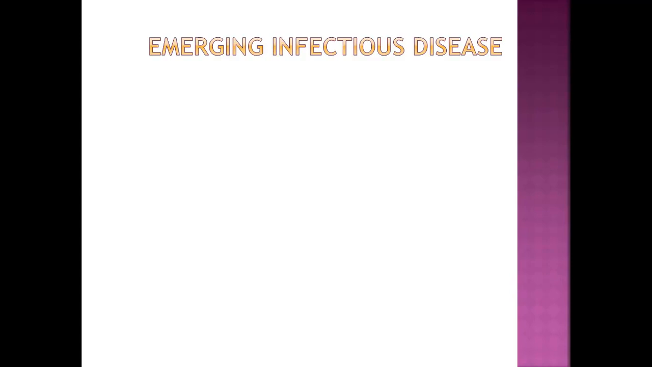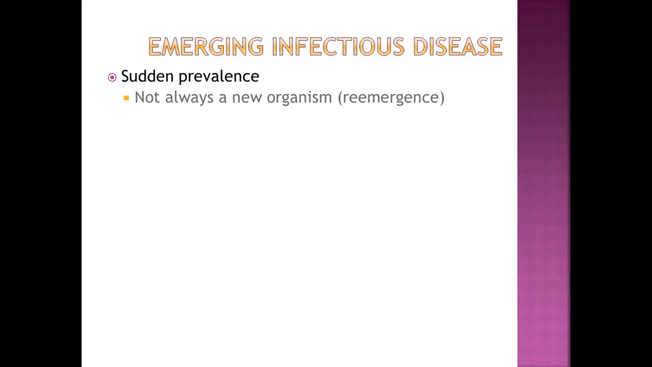Emerging infectious diseases is when we have a sudden prevalence. So we have diseases that are new, increasing in incidence, or showing a potential to increase in the near future. So it's not always a new organism. It could be an organism that's reemerging, that's going through reemergence.